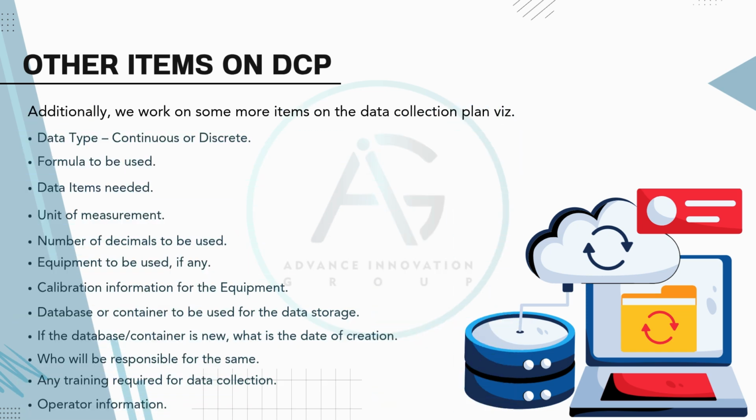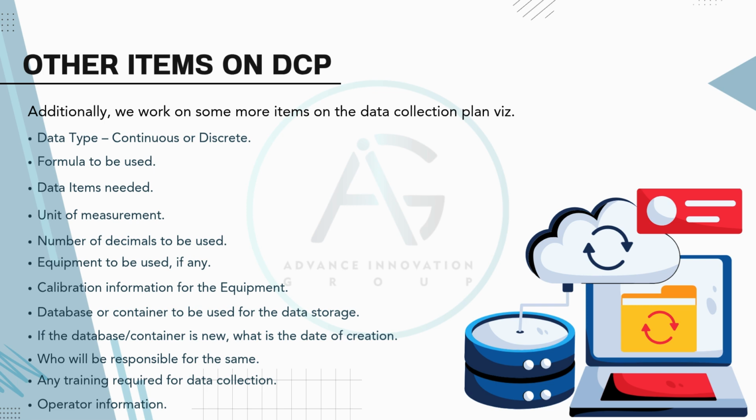Now that we've covered the core components like the operational definition and defect definition, let's look at other critical elements that round out a comprehensive data collection plan, DCP. These elements ensure data consistency, traceability, and usability. 1. Data type. Clearly define if the data is continuous, e.g., time, temperature, or discrete, e.g., number of defects, yes, no. This distinction helps in selecting the right analysis methods later. 2. Formula to be used. Mention any formulas, e.g., NPS, % defect rate, that will be used for deriving metrics.